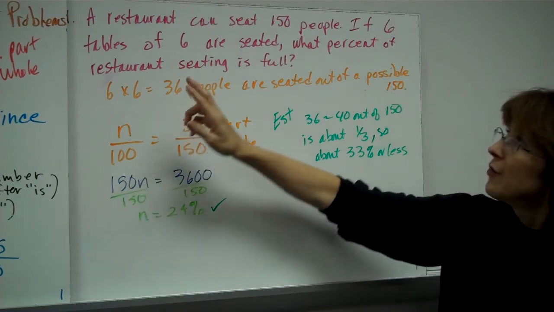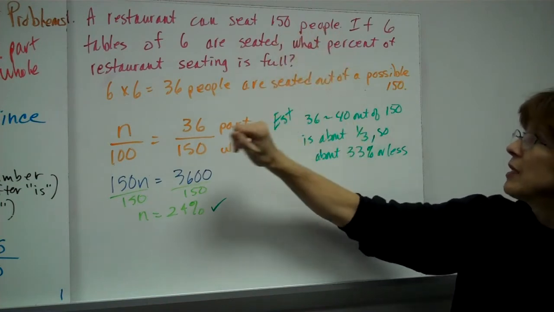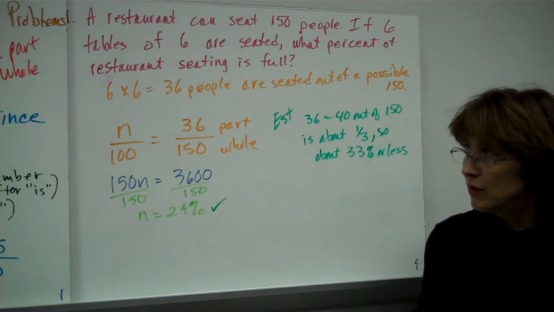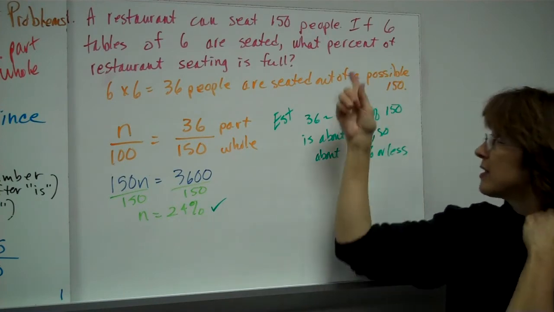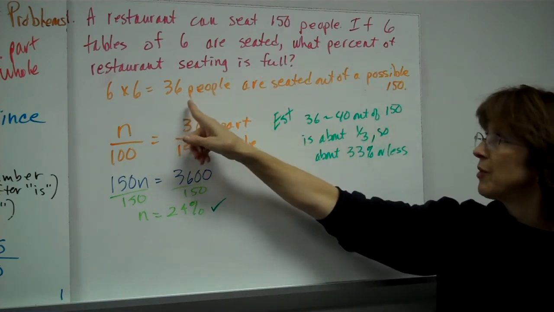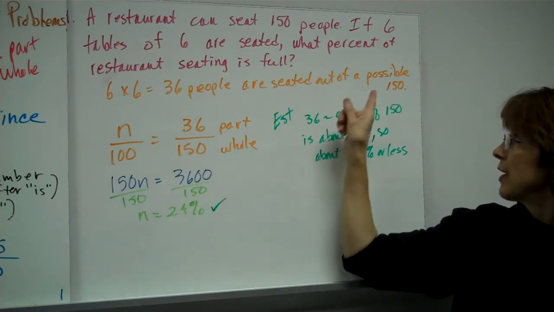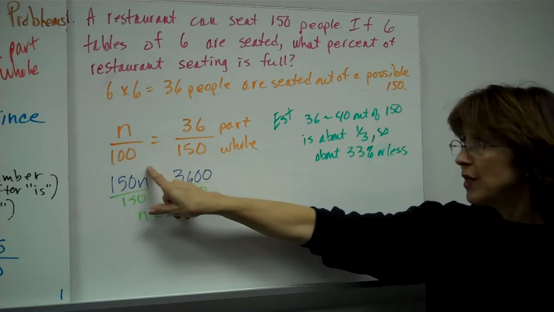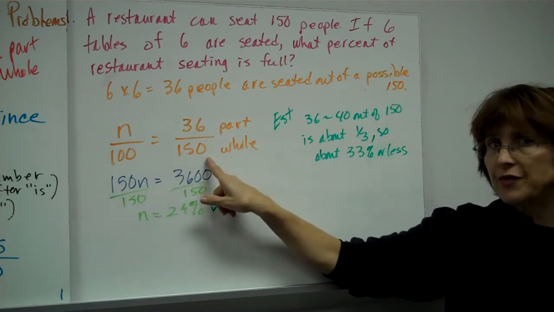Okay, number 4. A restaurant can seat 150 people. If 6 tables of 6 are seated, what percent of the restaurant seating is full? Well, first you have to figure out, if 6 tables of 6, that means there's 36 people. And that's going to be the part, out of the possible 150. So we don't know what percent, so it's n over 100, and it's 36 out of 150.